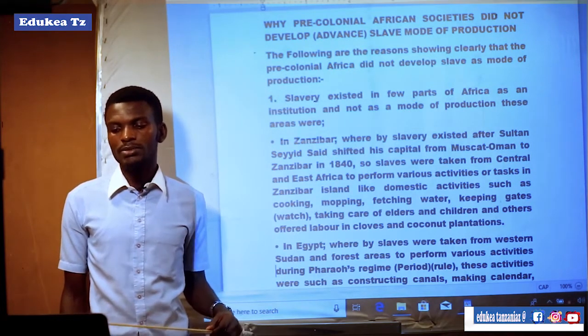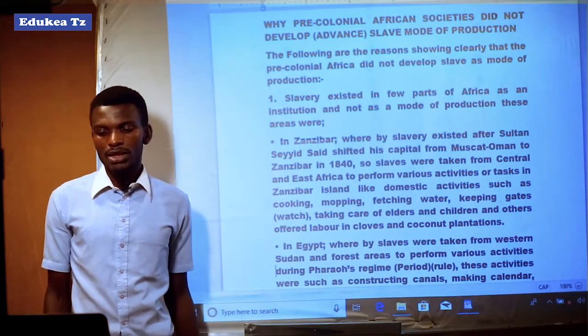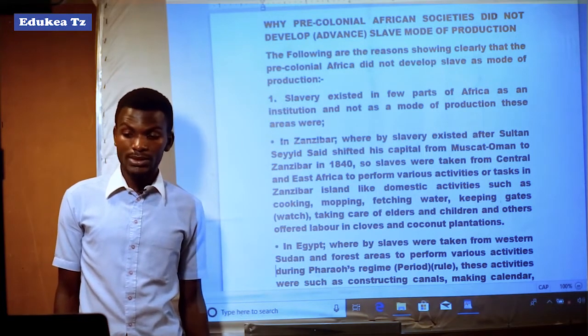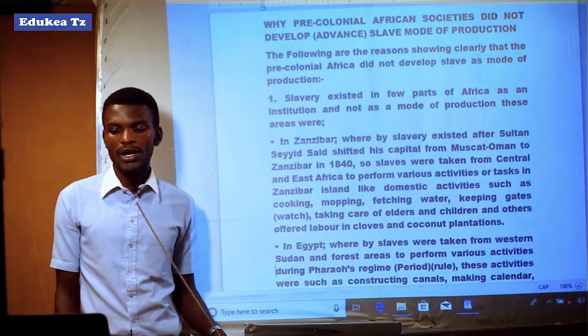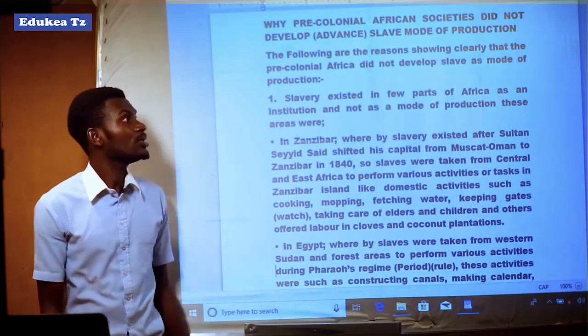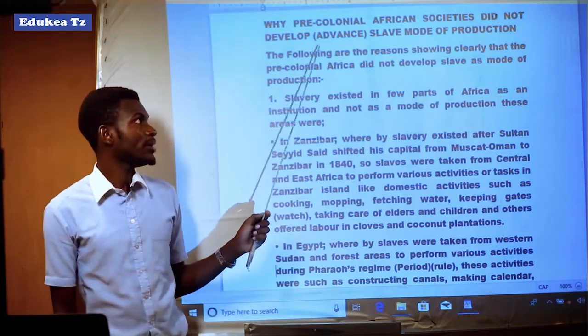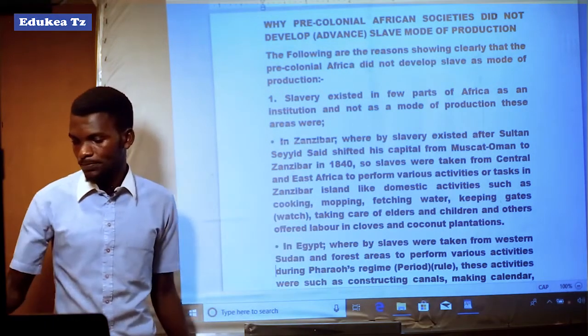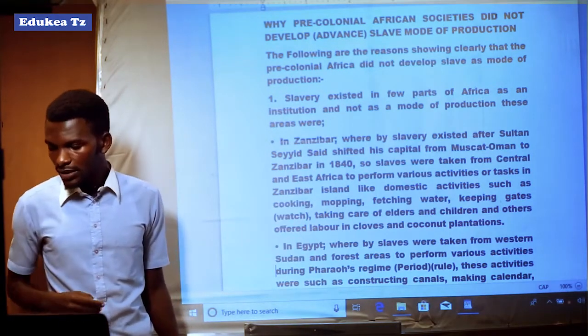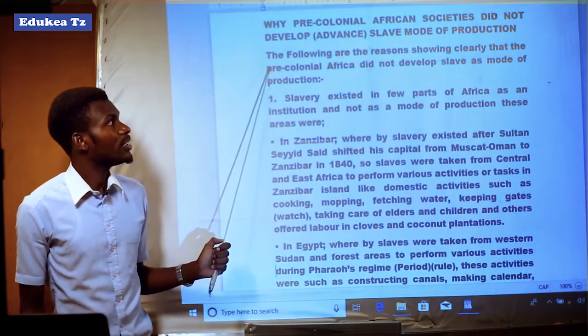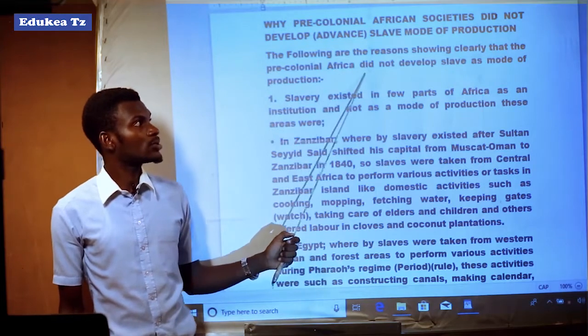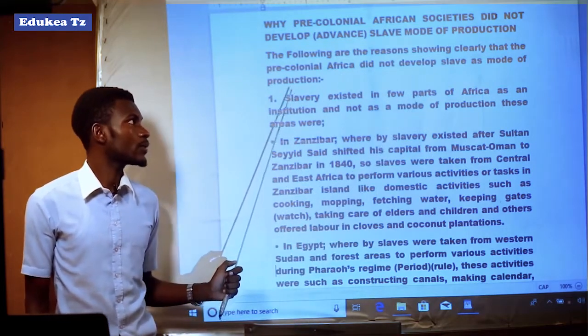the reasons that made African societies escape developing the slave mode of production, or why pre-colonial African societies did not develop or advance the slave mode of production. The following are the reasons showing clearly that pre-colonial Africa did not develop slavery as a mode of production.